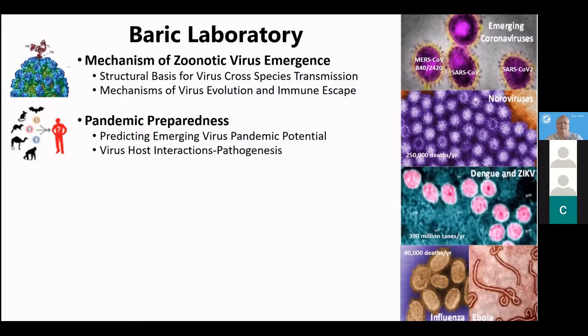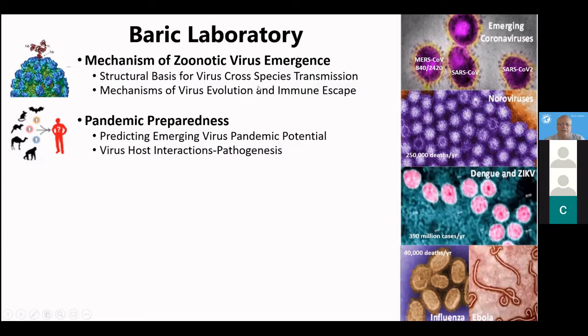So our laboratory has basically studied emerging viruses for the last 30 years. And we do more than coronaviruses. Clearly, we're interested in coronaviruses, including MERS, SARS coronavirus 1 and SARS coronavirus 2. But we've also extensively studied noroviruses for 20 plus years, which cause about 250,000 deaths globally through diarrheal disease, mostly in resource poor nations of the world. We also study dengue and Zika, dengue causing about 390 million cases a year, and do a smattering of research on influenza and Ebola.